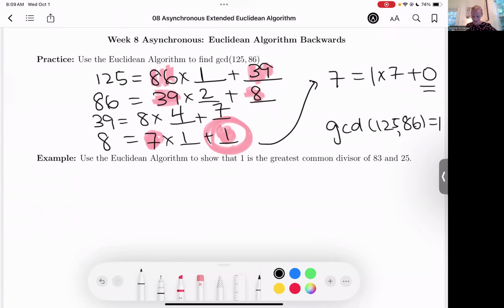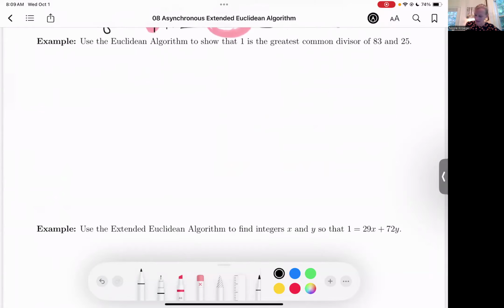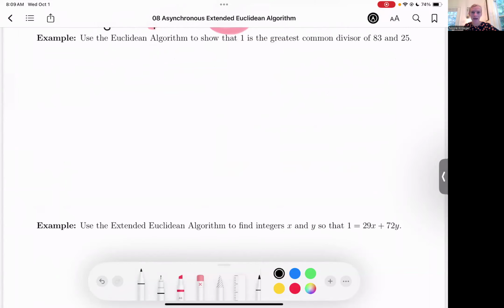So for the next one, we want to show that one's the greatest common divisor of 83 and 25. So again, we're trying to show that one's the GCD of those two numbers. We're going to do the Euclidean algorithm here. I know that we could do this just by factoring, but we'll do the Euclidean algorithm so that we can do some more with this answer as well.